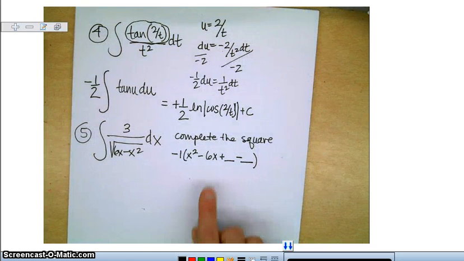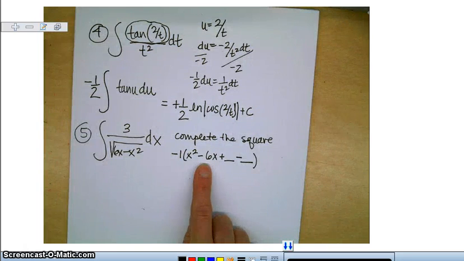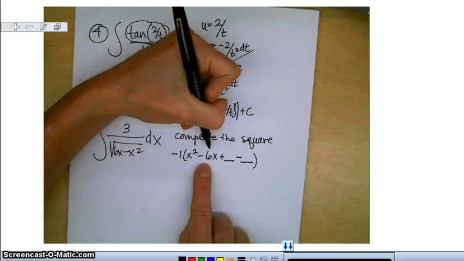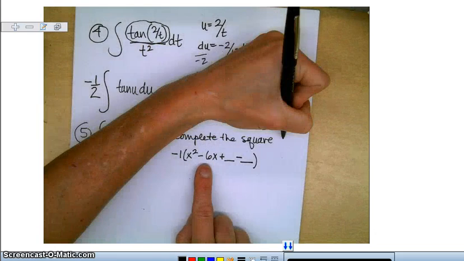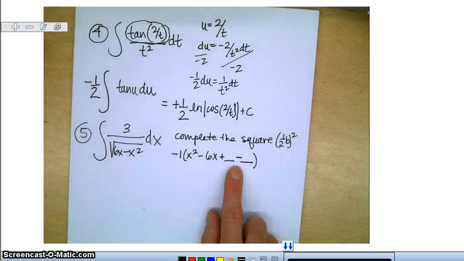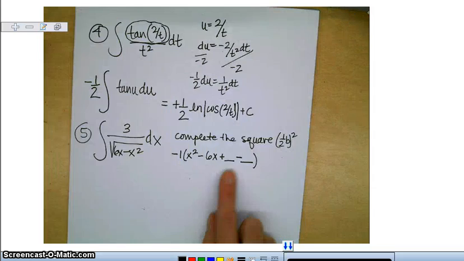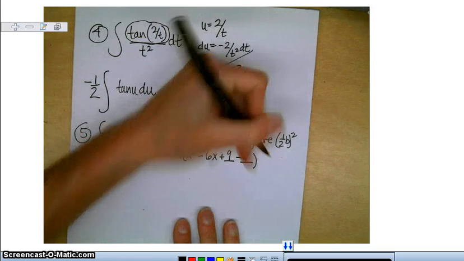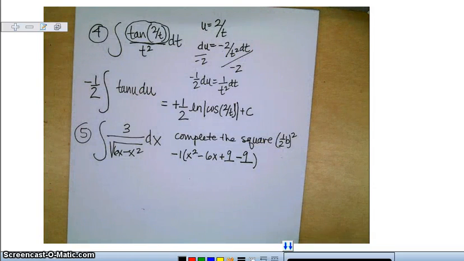9. Half of b squared. So b is the number in front of x. So to complete the square, you take half of b and square it. That's how you know what goes in the blank. All right, so that'd be plus 9 minus 9. So by adding 9 and subtracting 9, what have I really done? Nothing. I've not changed the problem at all.